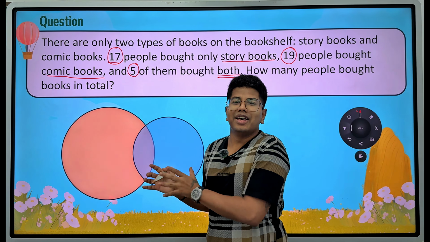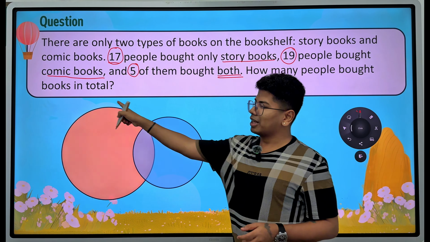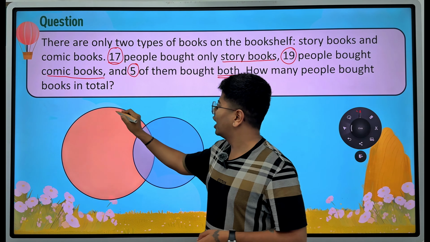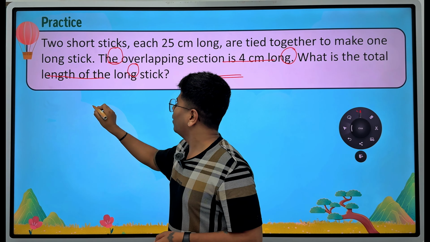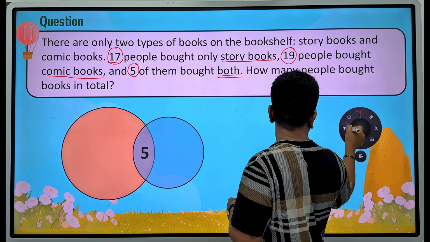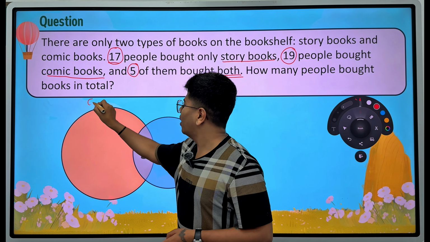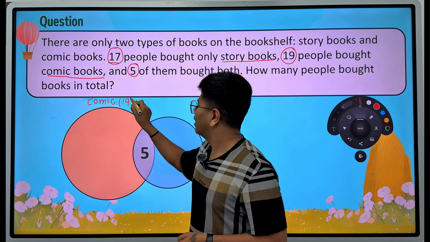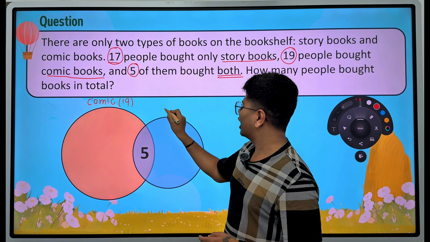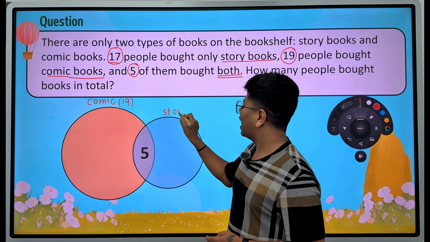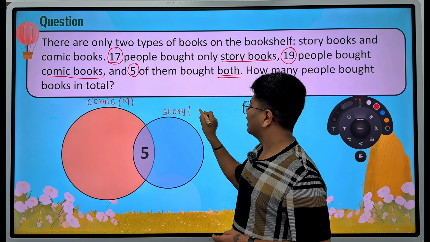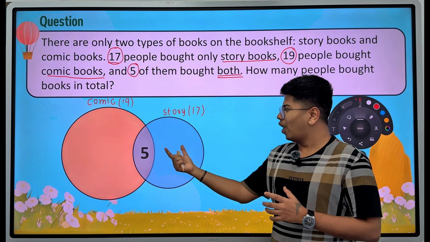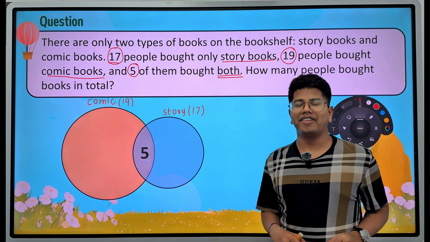Now let's just fill in the values present. For the bigger circle, the question says it's 19. 19 is for comic. So here I will write down comic, 19. Also there is storybook. So here for story I will write down 17. Now these are the two groups that we know along with the overlap part, that is 5.